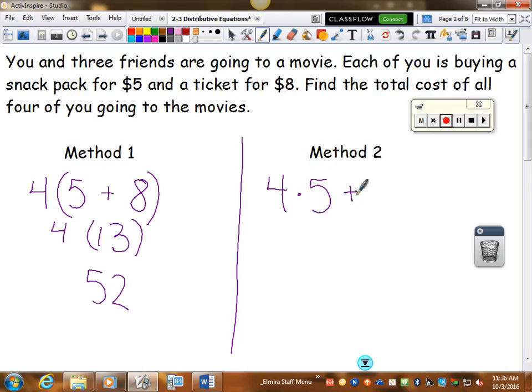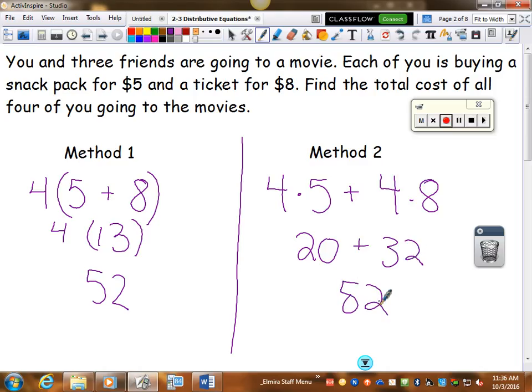Some of you figured out, well, I'm going to multiply 4 times 5 for the snack packs, and then I'm going to add on 4 movie tickets. And you get $20 plus $32, which is $52. Okay, you get the same answer either way.